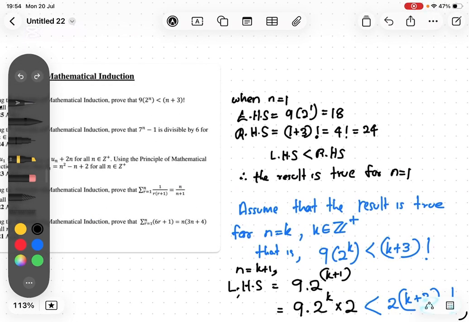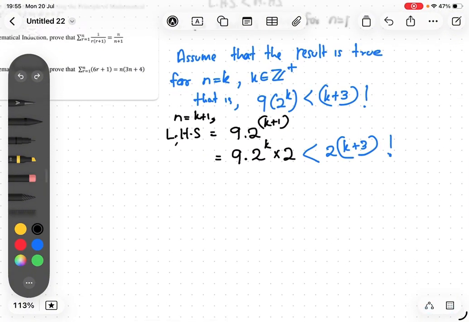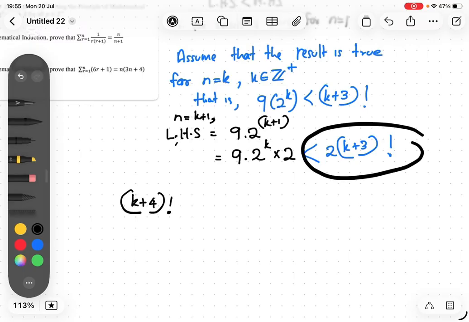When n equals k plus 1, on the right hand side you have to prove k plus 1 plus 3 factorial, which means it should be k plus 4 factorial. K plus 1 plus 3 factorial means what? K plus 4 factorial. Can you represent it using k plus 3? Think about k plus 4 factorial again.